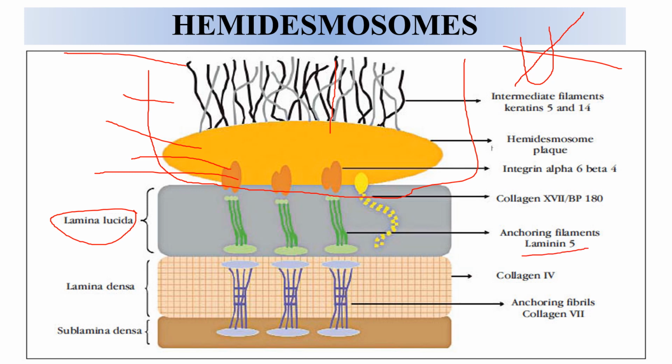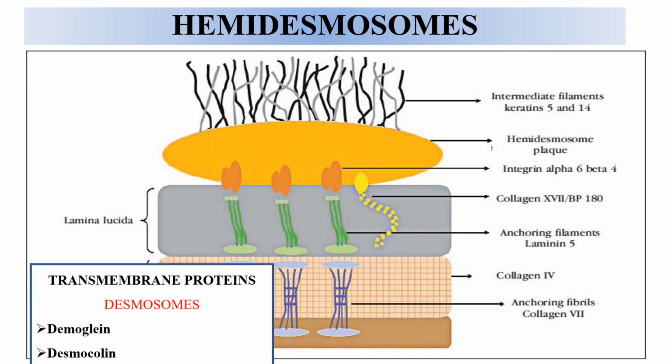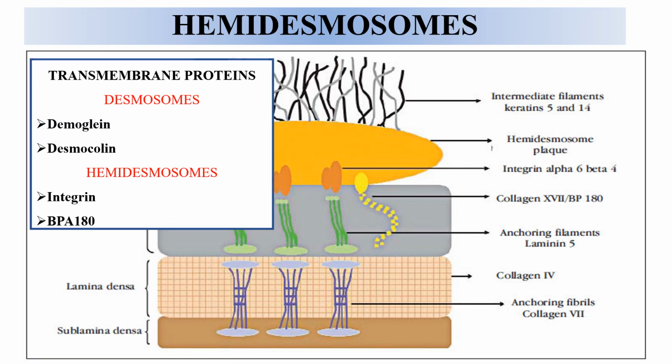To have a clear view, the transmembrane proteins of desmosomes are desmoglein and desmocollin, whereas the transmembrane proteins in hemidesmosomes are integrin and bullous pemphigoid antigen. Very, very important to remember, because these are the components which are repeated again while discussing the pathophysiology of these vesiculobullous lesions. So anytime you see desmoglein, you should remember it is a transmembrane protein of desmosome, and bullous pemphigoid antigen is a transmembrane protein of hemidesmosomes.